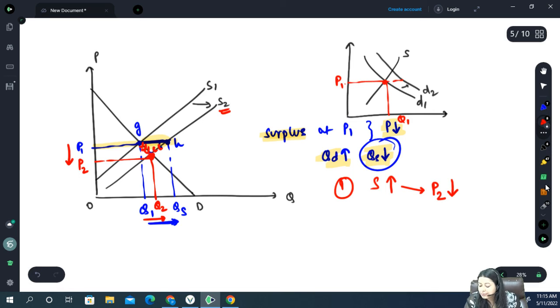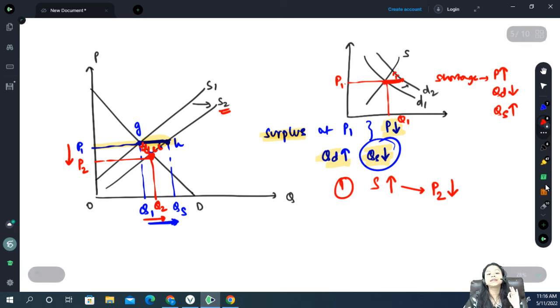At this equilibrium P1, since the demand increased, this is my new quantity demanded, and supply is the same at P1. So this created what? A shortage in the market. Shortage will lead to an increase in price, and an increase in price will lead to a decrease in quantity demanded and an increase in quantity supplied. So there will be an upward movement along D2, a decrease in quantity demanded, and an upward movement along the supply curve, which is an increase in quantity supplied, and we'll reach here. This will be our new equilibrium P2 and shift.